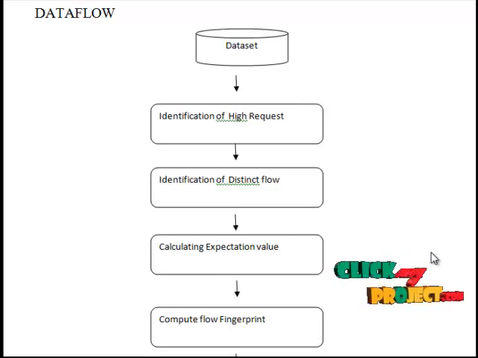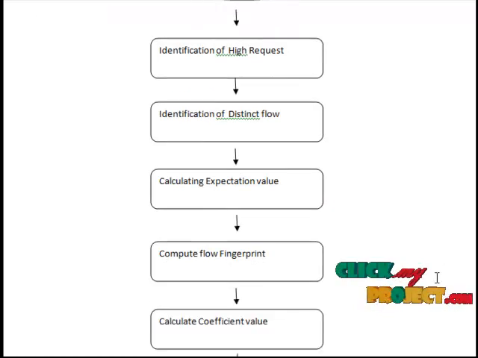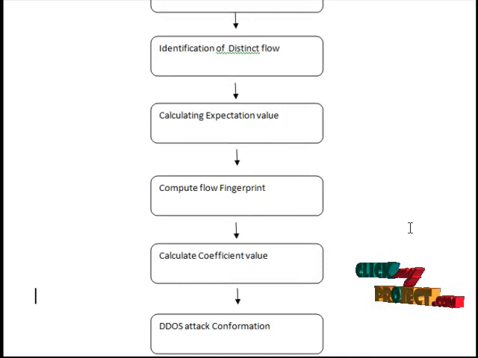Then we calculate the expectation values for the distinct flows based on the formula specified as the flow strength. Based on that expectation, we compute the flow fingerprint values for the distinct flows to the same destinations identified from the data set. From that, we calculate the correlation coefficient value, that is, how the two flows are correlated, as a percentage, to find the DDoS attacks.